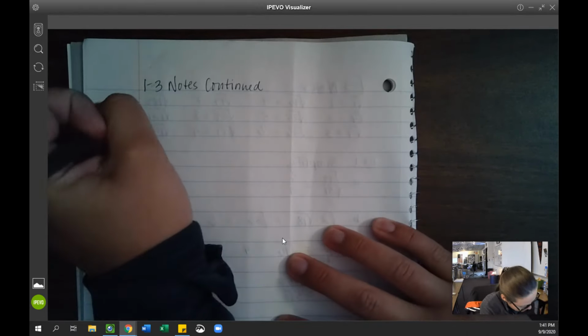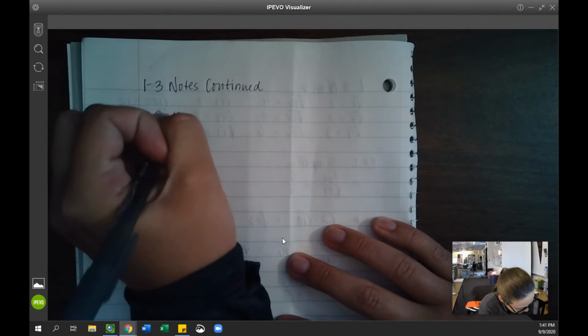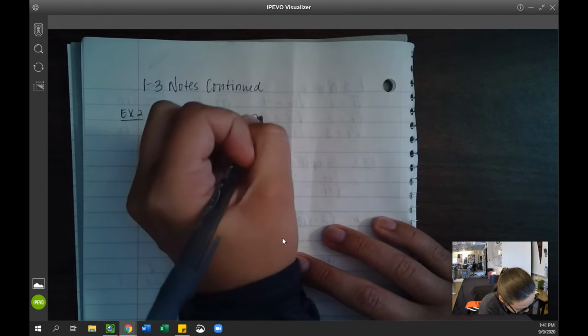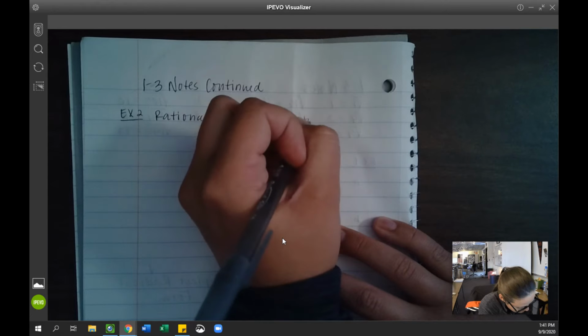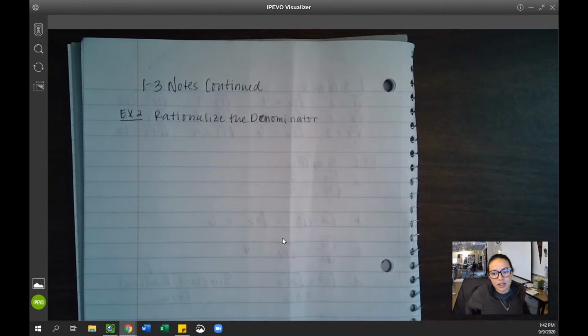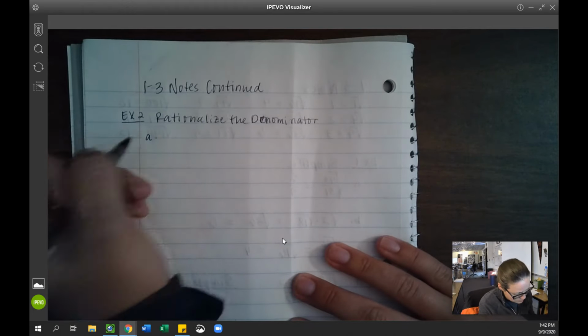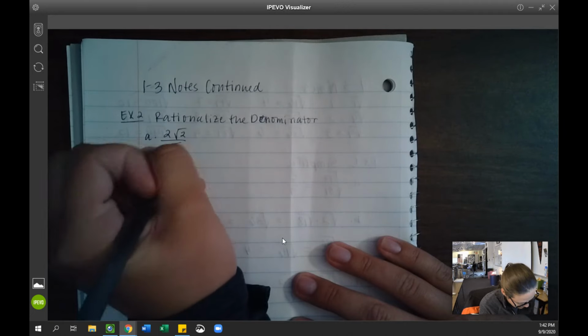So, example 2. Rationalize the denominator. So if we're going to rationalize the denominator, that means the denominator is not rational, or in math words, we use the word irrational. Okay? And the reason we do this goes back a long ways, because we used to not have calculators.